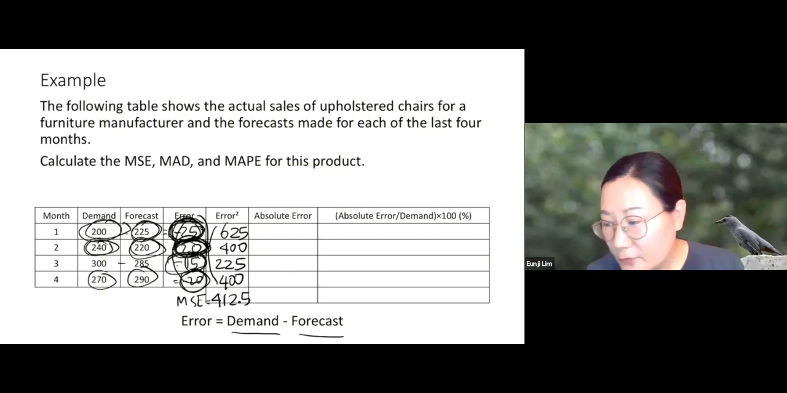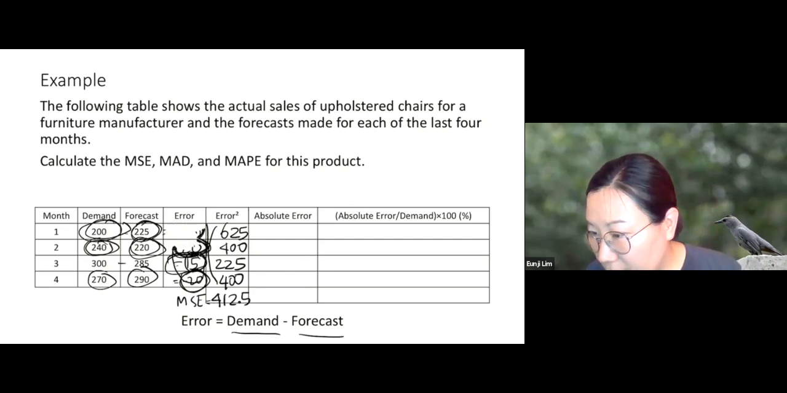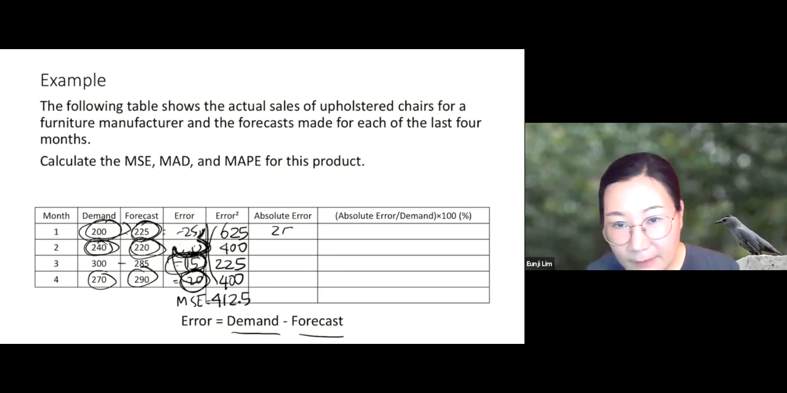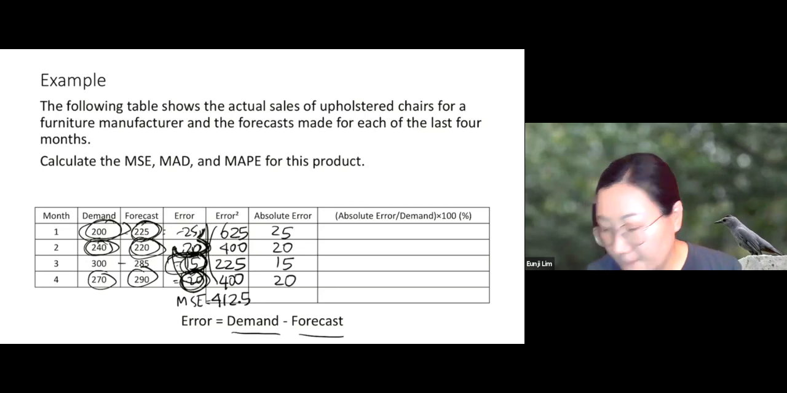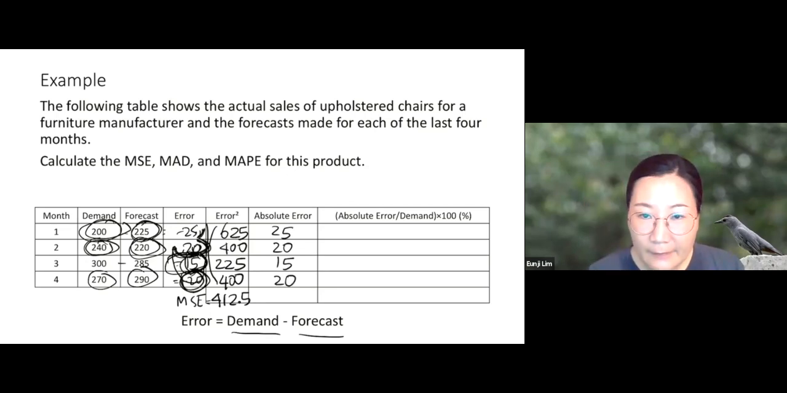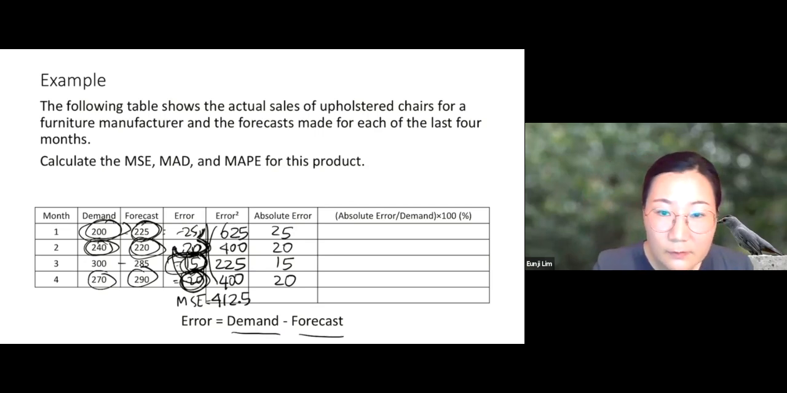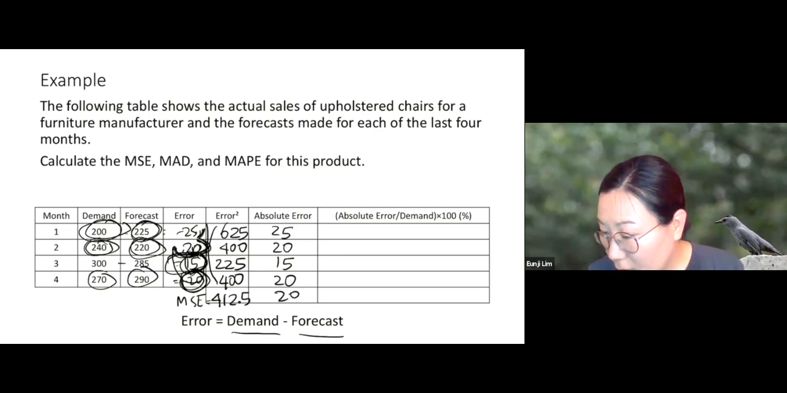Now there's another way to drop the sign. That is, compute the absolute error. So what's the absolute value of negative 25? 25. What's the absolute value of 20? 20. What's the absolute value of 15? 15. The absolute value of negative 20 is 20. Let's compute the average of these 4 numbers. That's going to be 20. And this is called the mean absolute deviation.